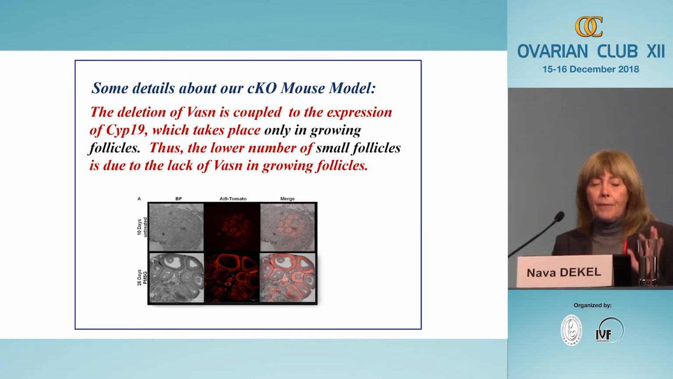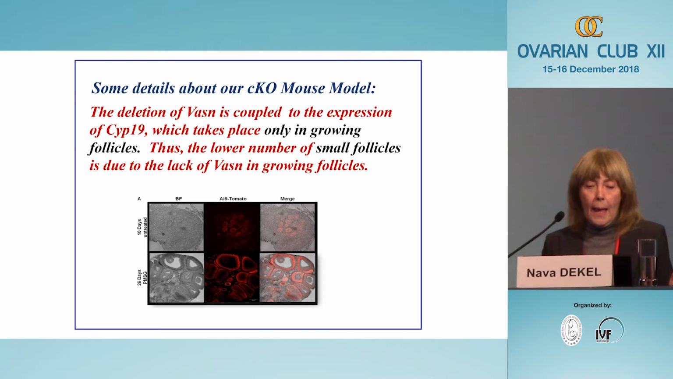And to explain this finding, let me go over the details of our conditional knockout model. The deletion of Vasorin in our model is coupled to the expression of CYP19, which takes place only in growing follicles. So follicles that are smaller than growing follicles, I mean primordial and primary follicles, do not express CYP19. Therefore, they do contain Vasorin even in our conditional knockout system. Thus, the lower number of small follicles is due to the lack of Vasorin in growing follicles.